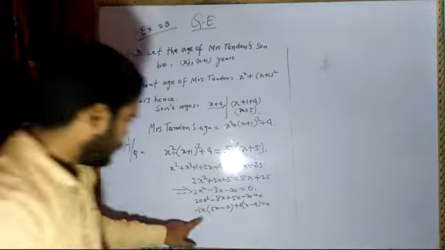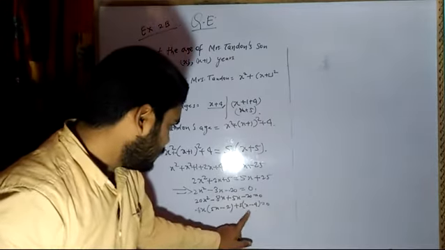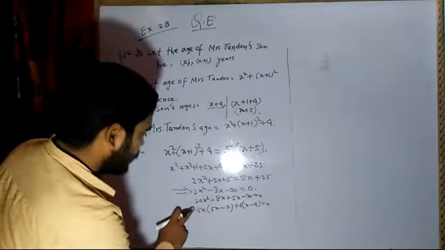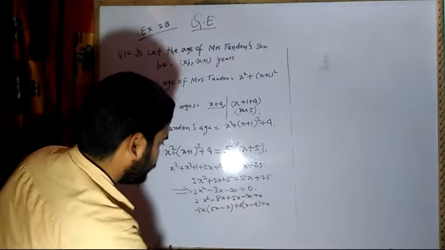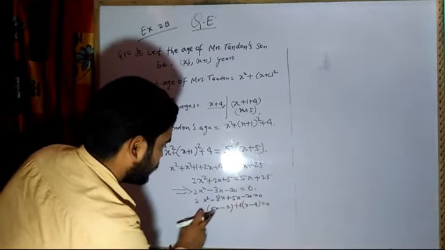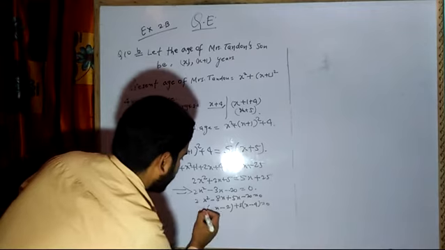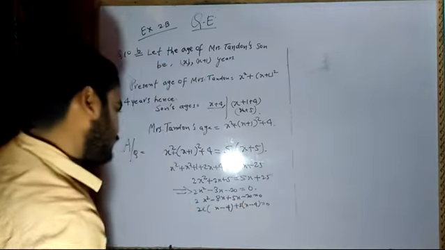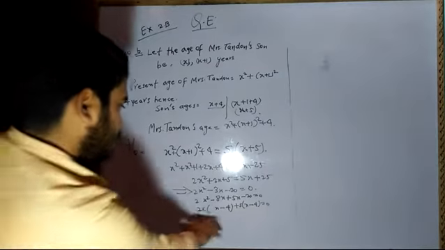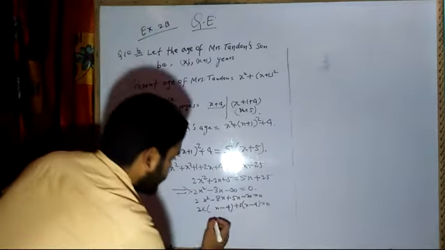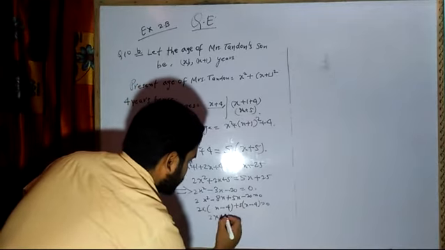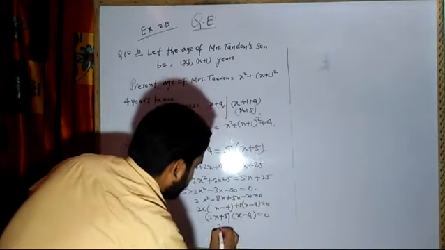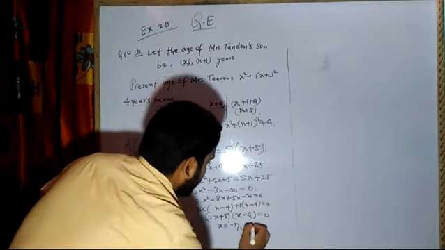Am I correct? 4 5s are 20, 4 2s are 8, 5x, 5 4s are 20. Here I was having 2x, then here 4. Okay. Now I am having 2x plus 5 and then x minus 4 equal to 0. So here I got x is equal to minus 5 by 2 and 4.